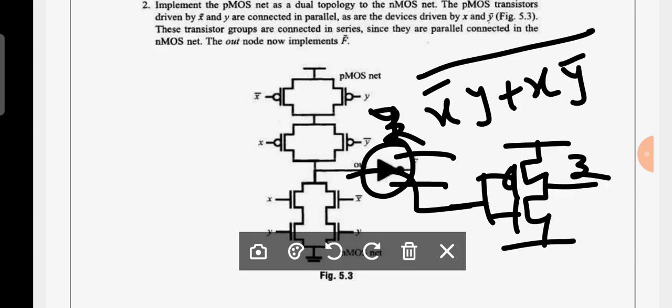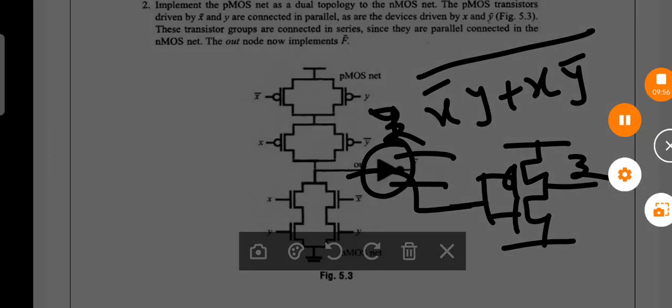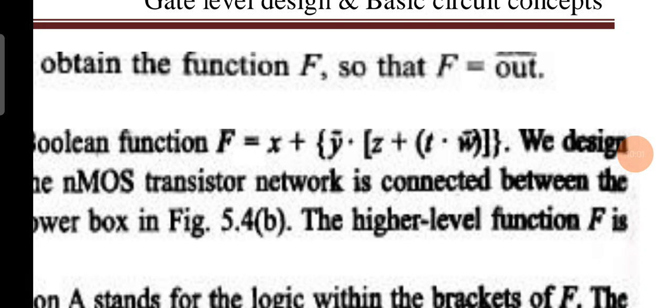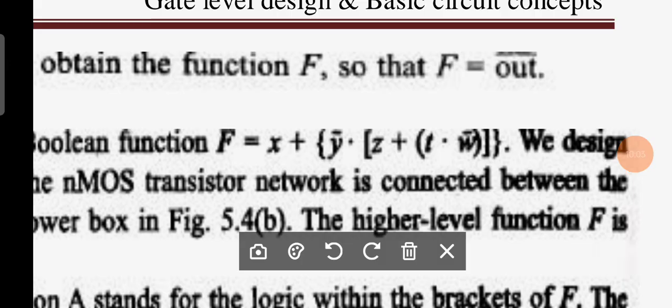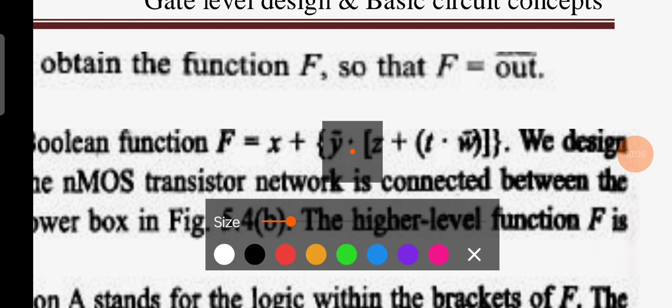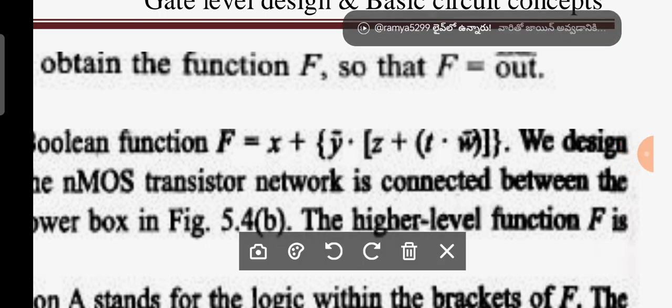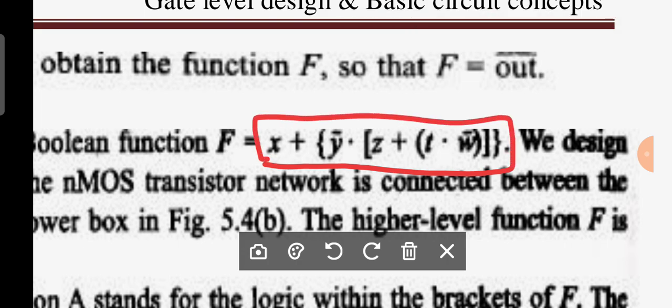Then shall we try to design one more complex gate? You can observe this one. I will give the question for you. Let us consider this is a question. What is the question given here? You may observe very carefully. X plus this one. How many inputs are there? You can tell: 1, 2, 3, 4, 5 inputs are there.